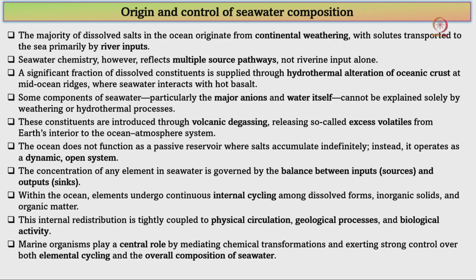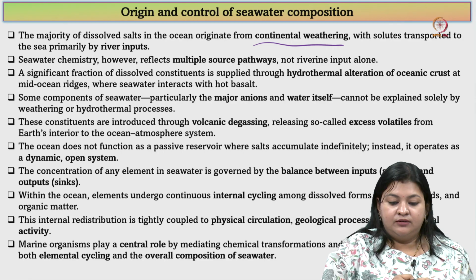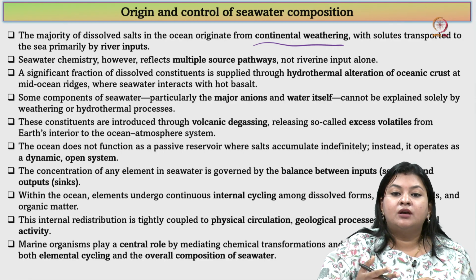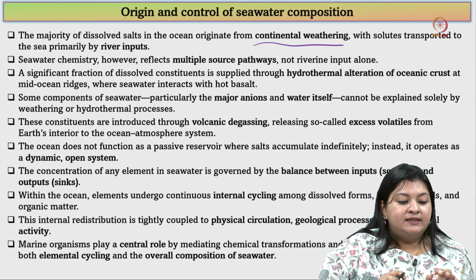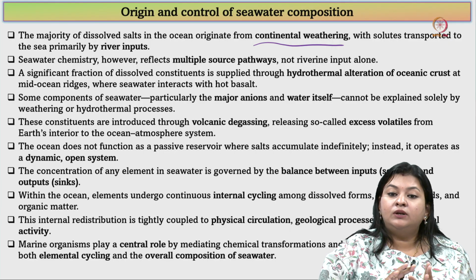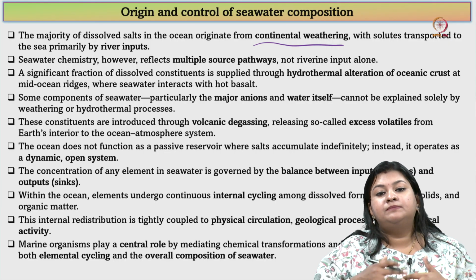Okay. Now, let us look into some facts about the origin and the control of the seawater. So, the majority of the dissolved salts in the ocean originated from continental weathering. Okay. So, continental weathering started supplying the salts and the weathered products with solutes transported specifically due to river inputs. Okay. So, the rivers are the largest suppliers of continental weathered products to the oceans. Okay. Seawater chemistry reflects not only riverine inputs, but multiple sources also.